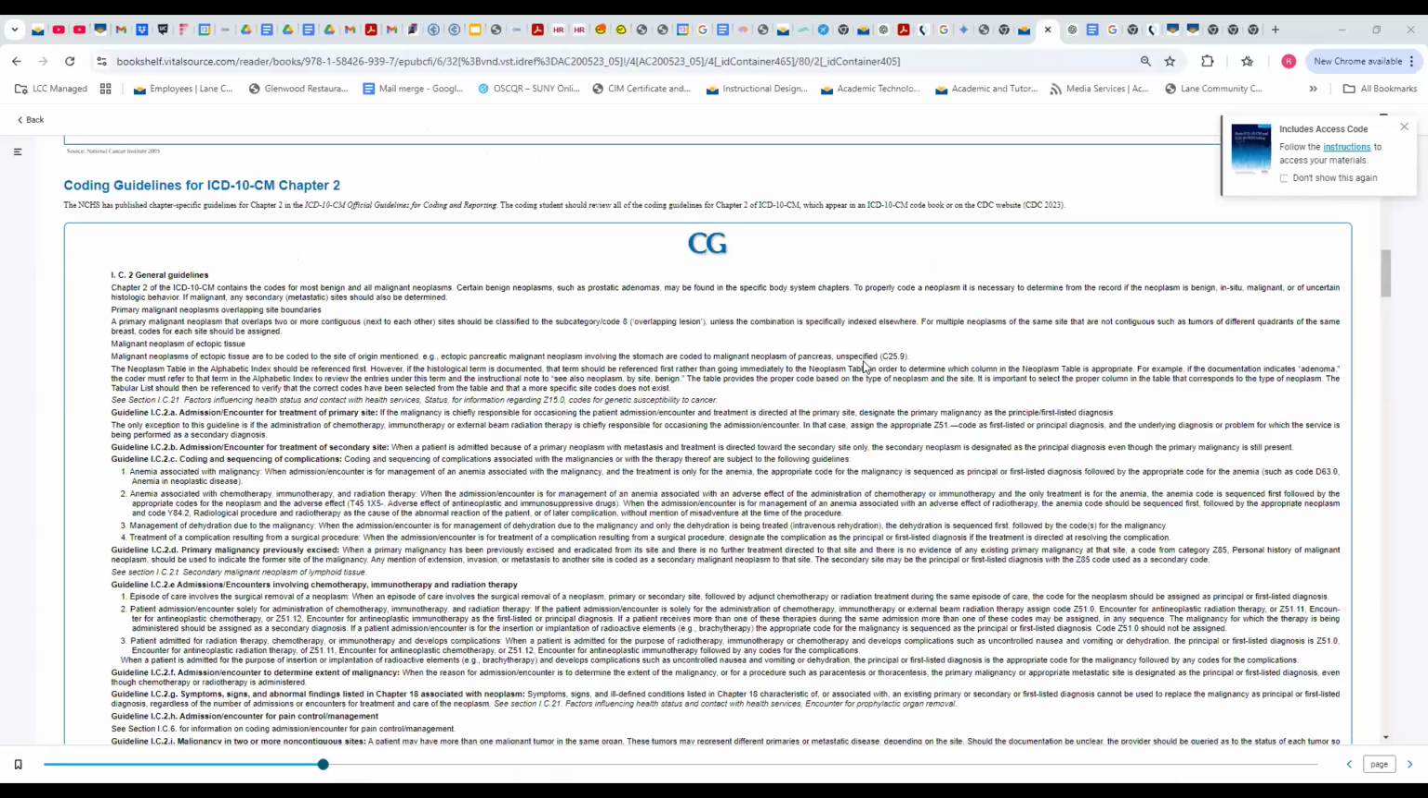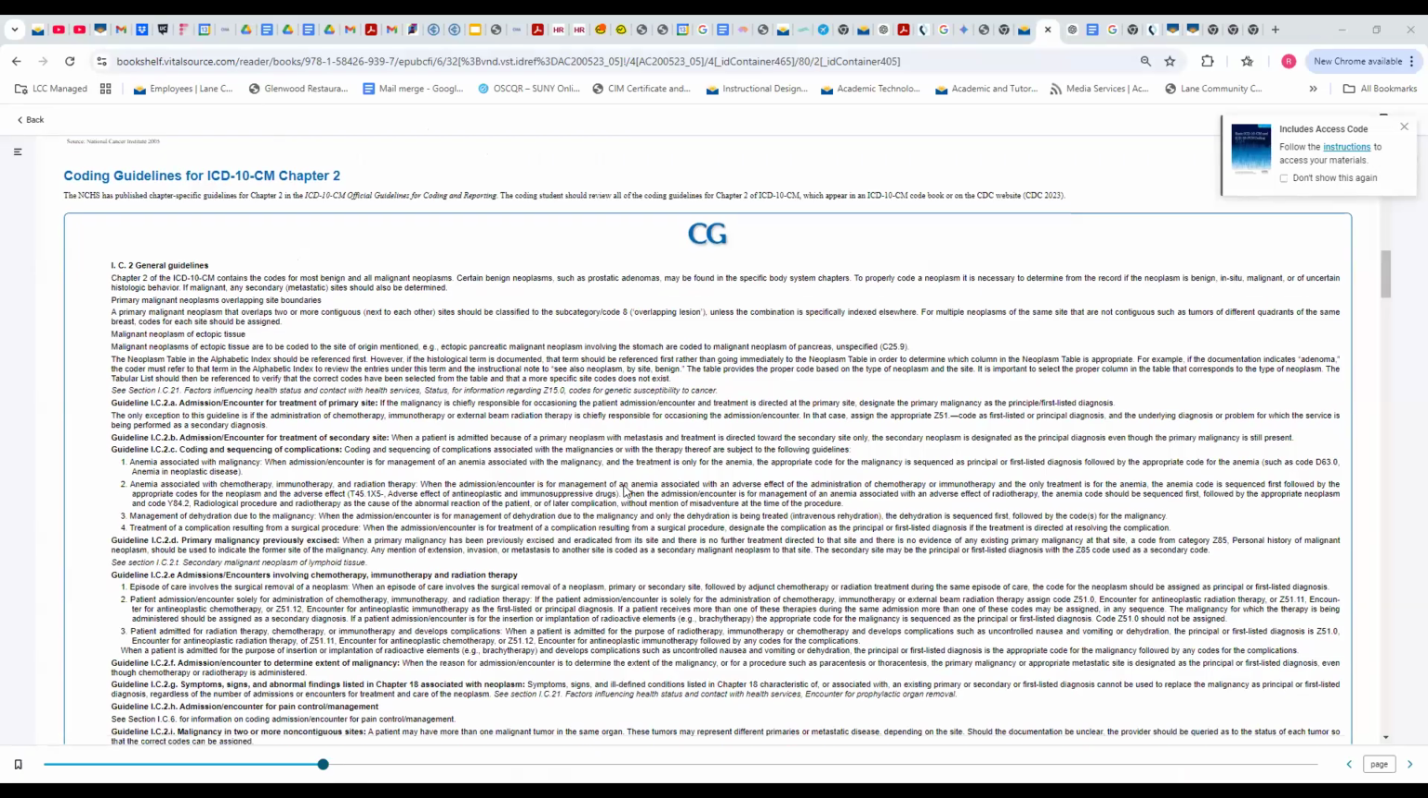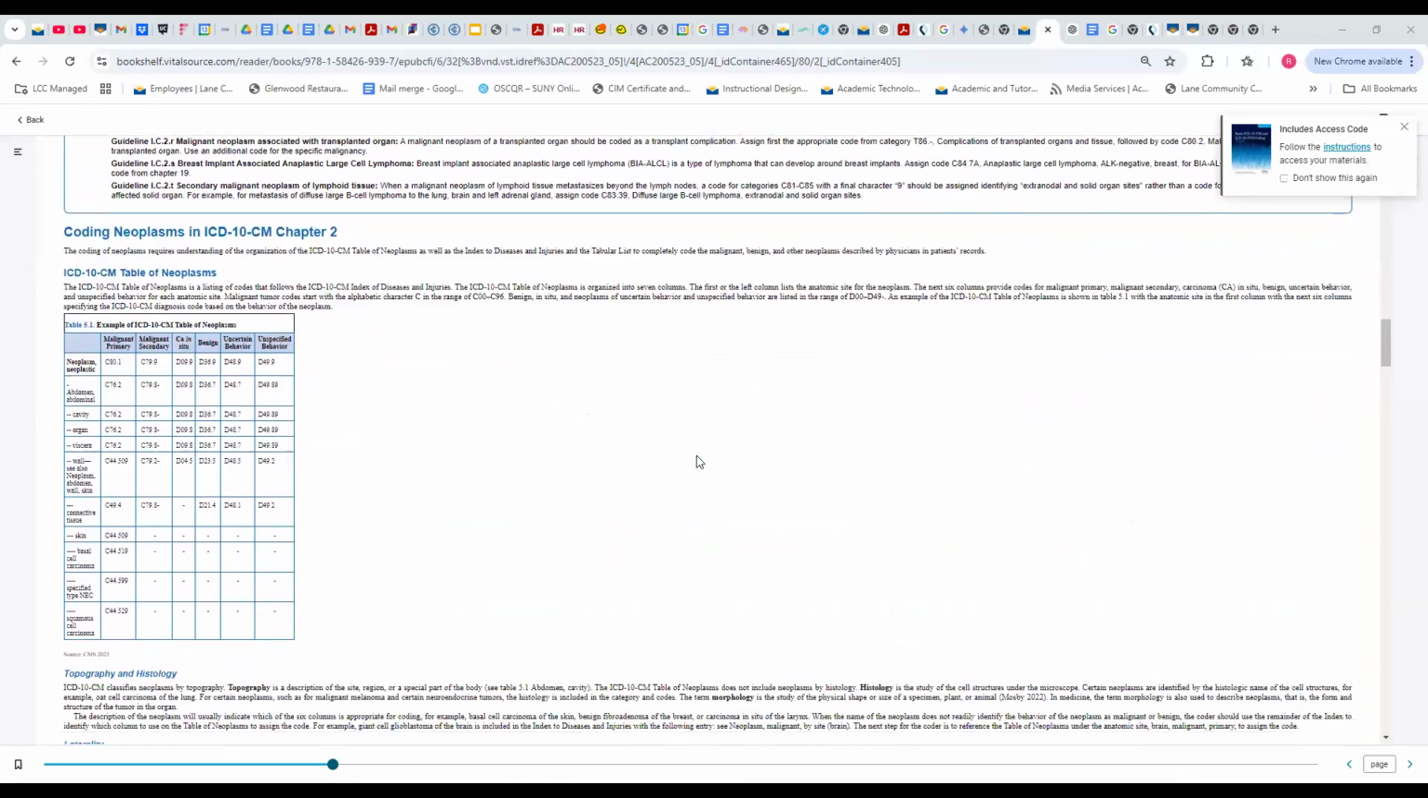And again, please pay special attention to these guidelines. I'd strongly advise all of you to look at these guidelines in every chapter, but especially this one. This one's going to be very critically important. And they usually appear right at the beginning of the chapter. Read these things very carefully, and I think you'll have a much better understanding of what's going on. Now onward to the neoplasm table.